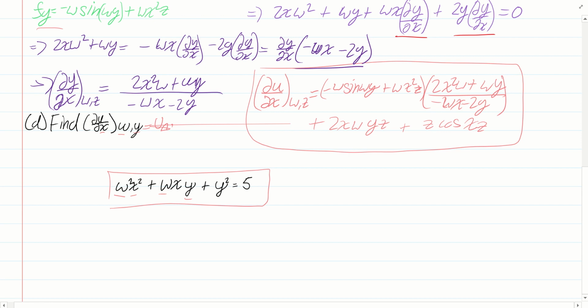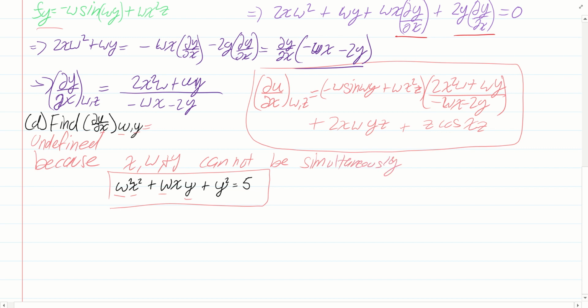So what you would say on the test precisely is undefined because x, w, and y cannot be simultaneously independent. All right, my handwriting's bad, but that's why I'm saying it, so you at least know what I wrote.